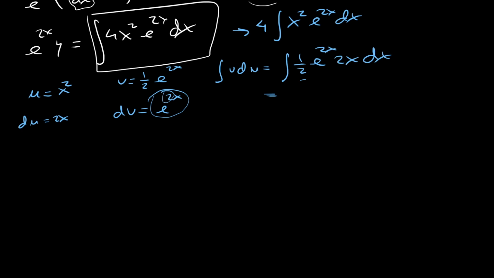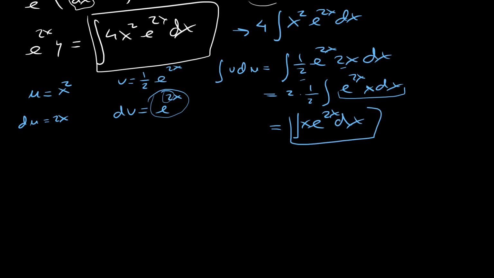So this is a constant, this is a constant. So this is 2 times 1 divided by 2, and then we have e^(2x) x dx. So we notice here we're going to need to use integration by parts again, but for now let's just simplify this a bit. So we have e^(2x) x here dx. So now we need to focus our attention on this one. So we'll use integration by parts again.